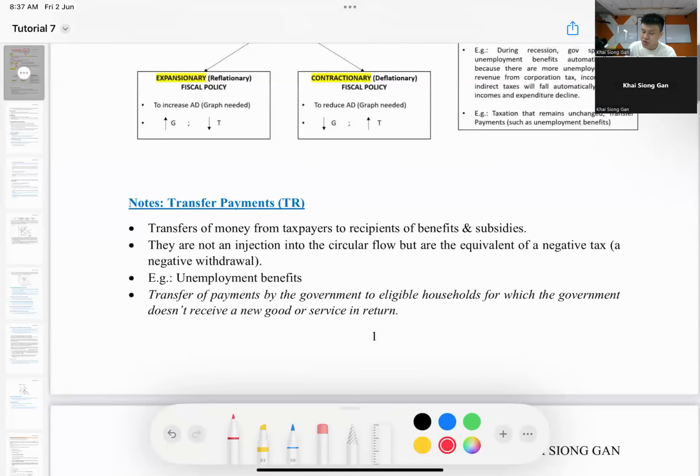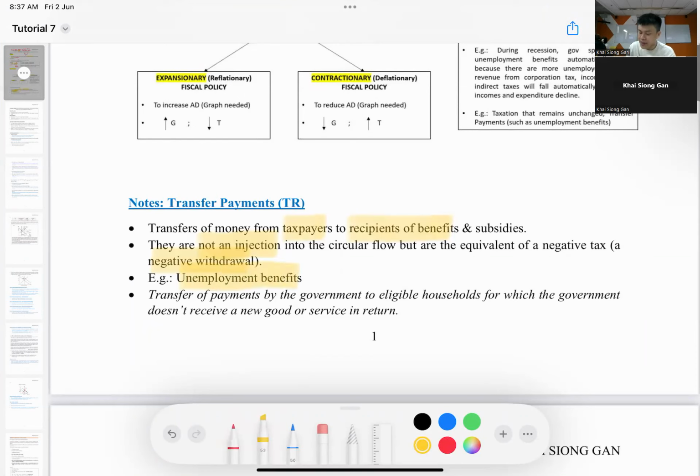Please read through it. Transfer payment basically means the transfer of money from taxpayers. We are the taxpayers. Once we work and earn money, we have to pay a portion of money in the form of tax to the government, and the government will transfer this money received from taxpayers to the recipients of benefits and subsidies. So when you talk about transfer payments, it is a negative withdrawal. Why? Because it is not an injection to the economy. These monies are not being pumped back into the economy to be spent, but are actually being paid out to people in the form of unemployment benefits or state benefits.